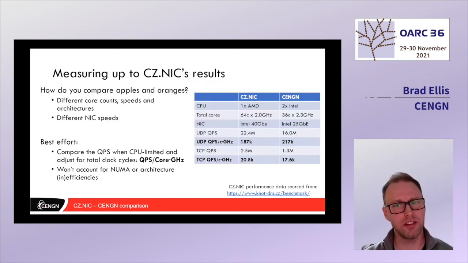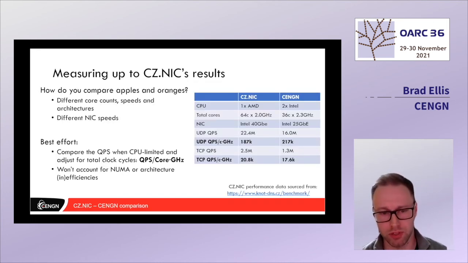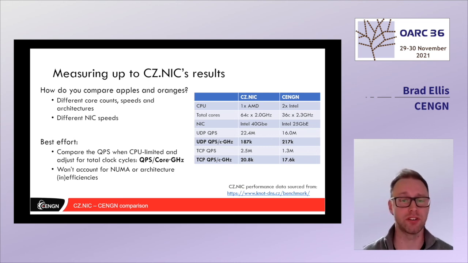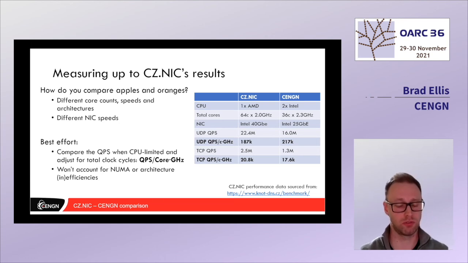So finally, because our numbers don't match up with what CZ.NIC published, because our server is completely different, we had to try and find a way to compare these. So we had different CPU counts, different CPU speeds, and architecture, like Intel versus AMD. As well, we had different NIC speeds. CZ.NIC had a 40 gigabit NIC, while we only had 25 gigabit.